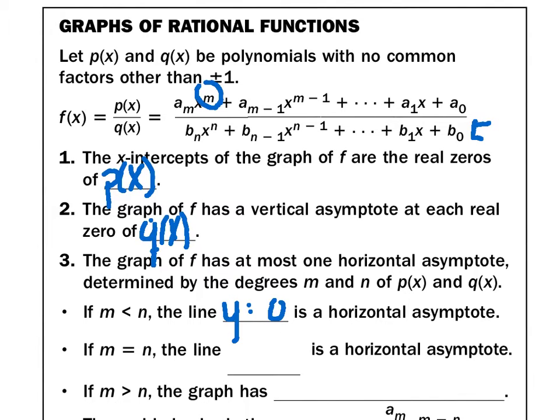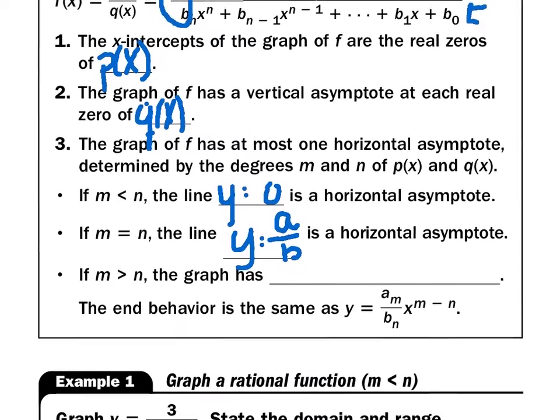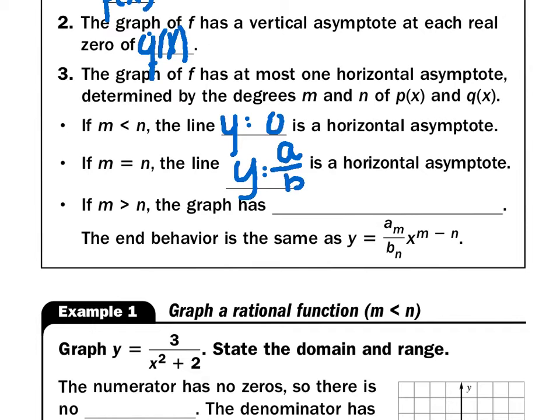If m equals n, then we have y equals a over b, this fraction, as a horizontal asymptote. And if m is greater than n, the graph has no horizontal asymptote. So we can have all the vertical asymptotes we want, but you can only have one horizontal asymptote in these graphs, or you can have none. So let's look at an example.